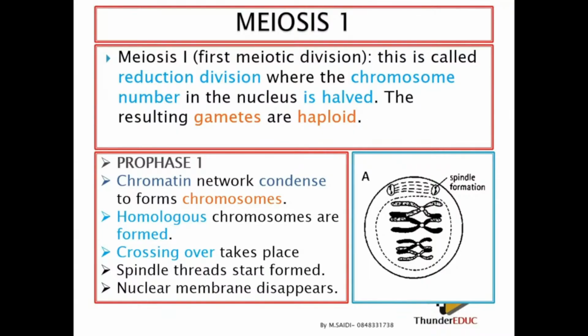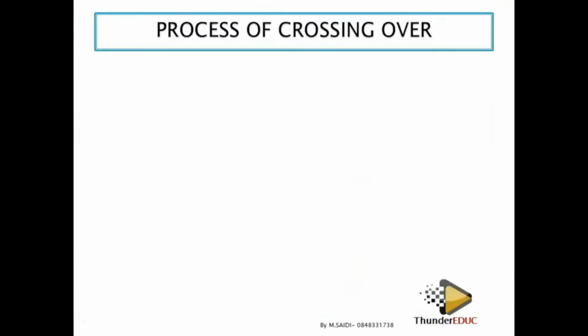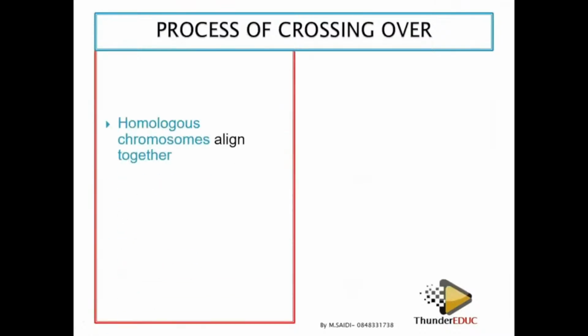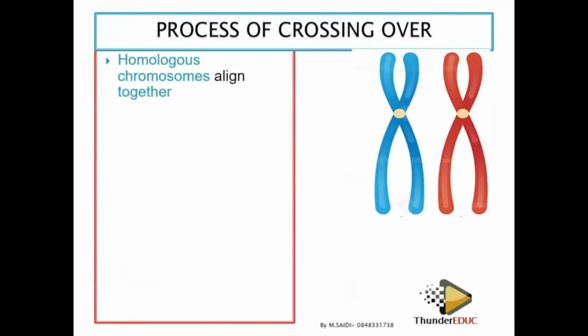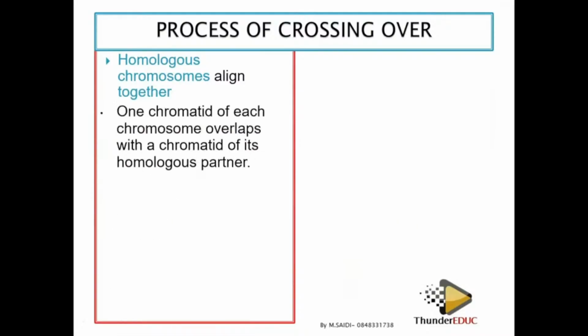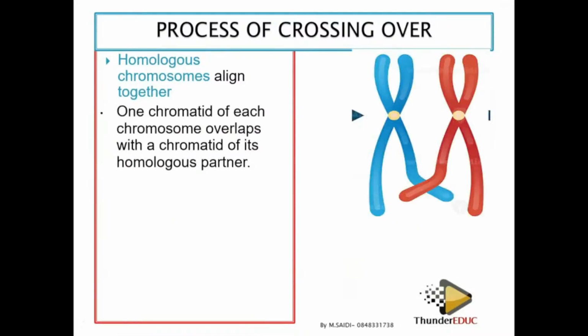Not in prophase II. We only have it in prophase I. Why in prophase I? Because the chromosomes are still in homologous pairs. Let's look at the process of crossing over. The homologous chromosomes, the chromosomes which look alike, line together. When they line together, one chromatid of each chromosome overlaps. So it means that they cross each other.